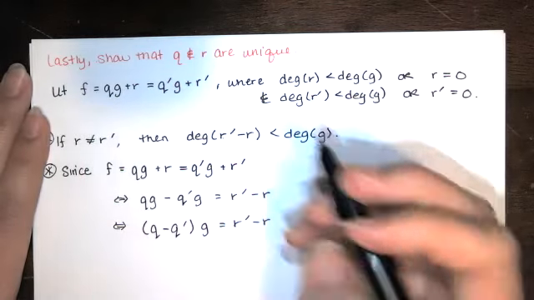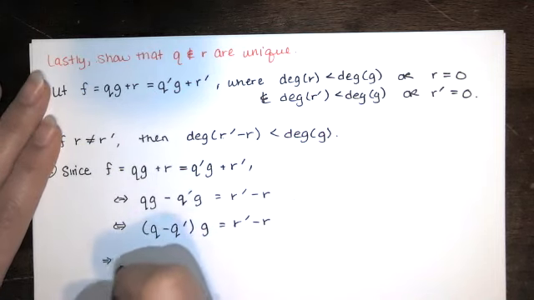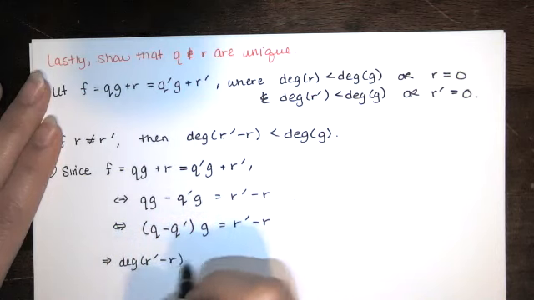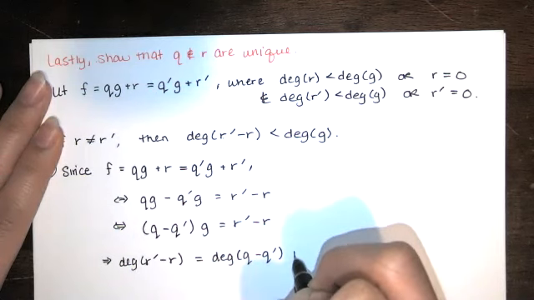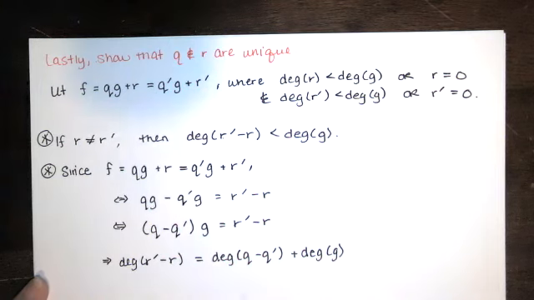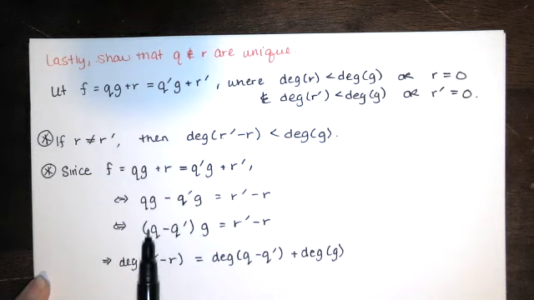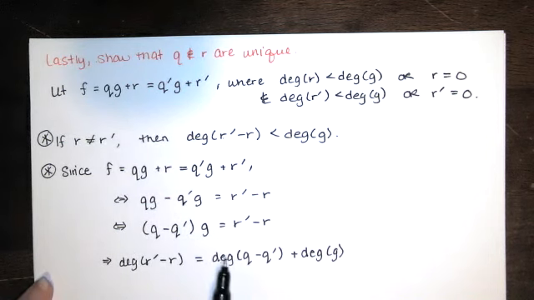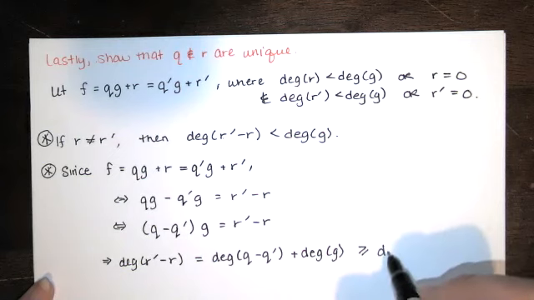So according to this, r minus r prime must be equal to this. Well, this is a product of two polynomials. So that would imply that the degree of r prime minus r is equal to the degree of this first piece, q minus q prime, plus the degree of g, and q minus q prime, if r is not equal to r prime, well then this is not 0. And if this is not 0, that means this is not 0. So this sum of 2 degrees must be greater than or equal to just the degree of g by itself.